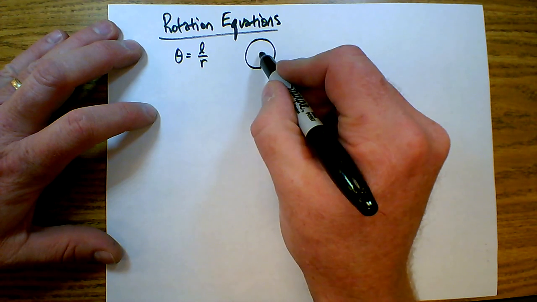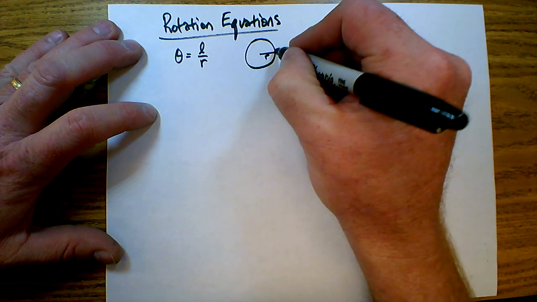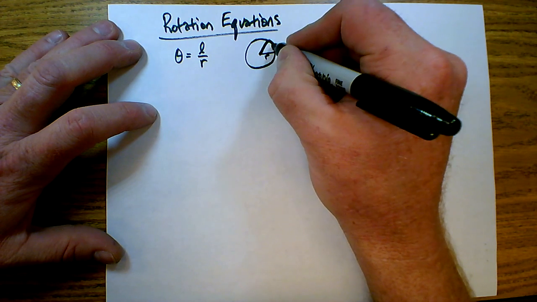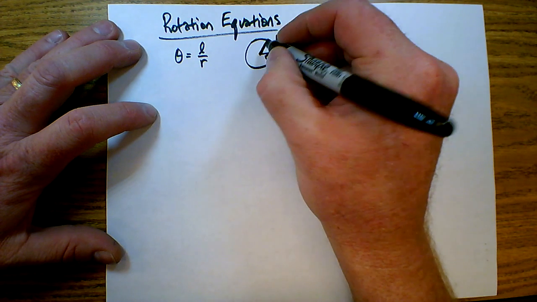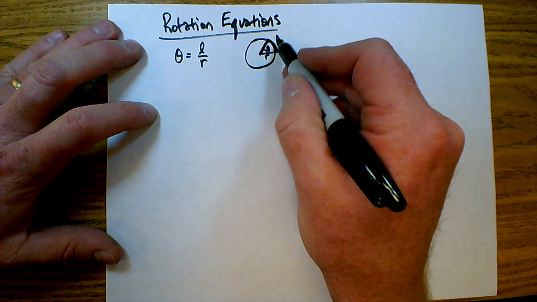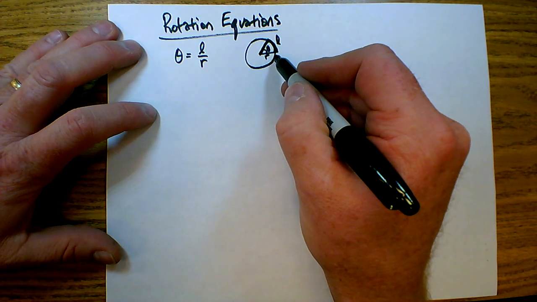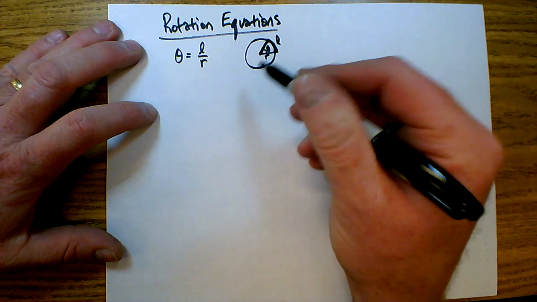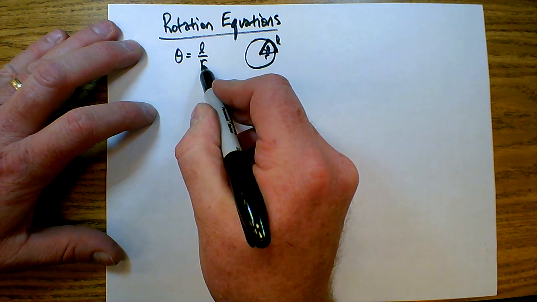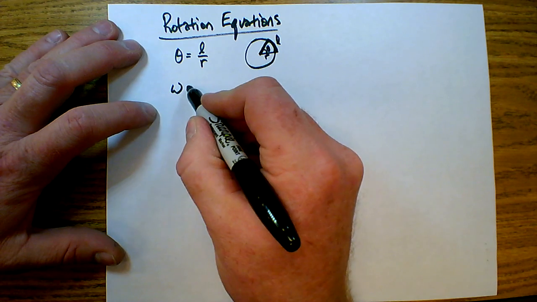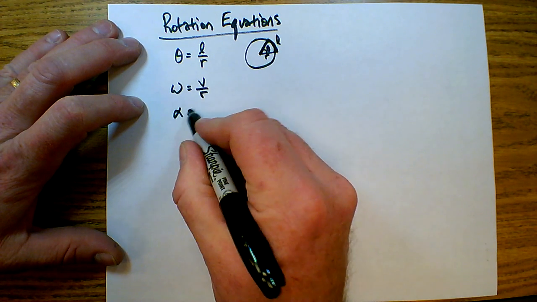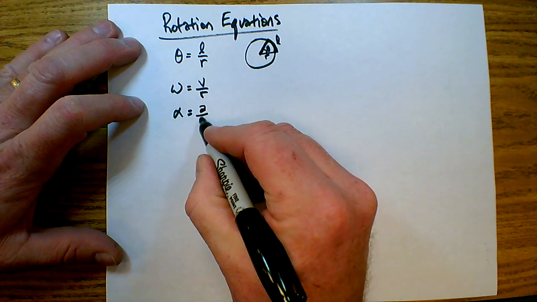What that means is, here's the radius, and if I go around this arc length here, then this is theta here. If the arc length is equal to the radius, then theta is 1 radian. And so that's how you define the radian. So theta equals a linear distance, an arc length, over r. Omega, the angular velocity, is equal to v over r. Alpha, angular acceleration, is equal to a over r.